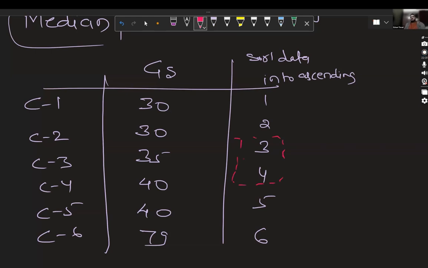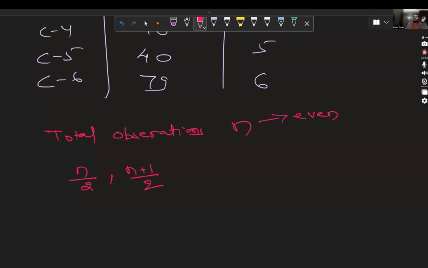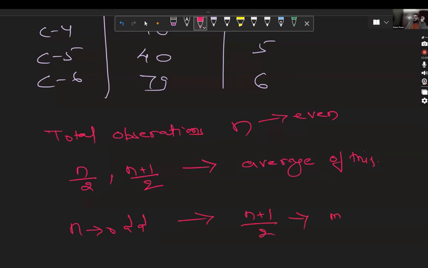So the rule for median calculation is: if the total number of observations, we call it n, is even, then you look at two values, n by 2 and n by 2 plus 1, and you take the average of these. If n is odd, you take (n plus 1) by 2, and that becomes your median.